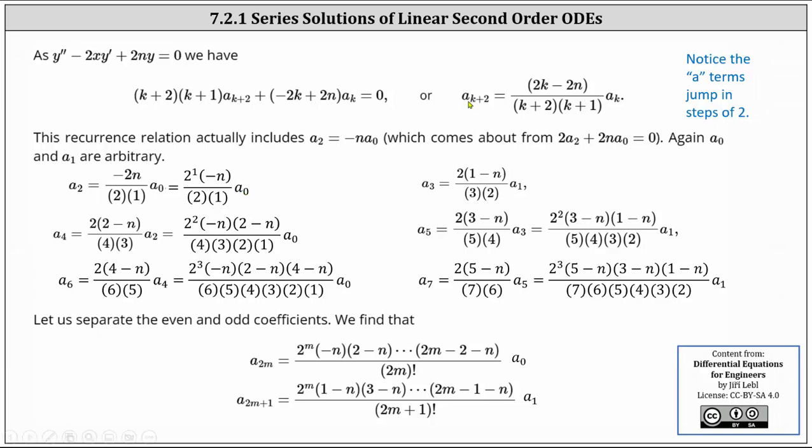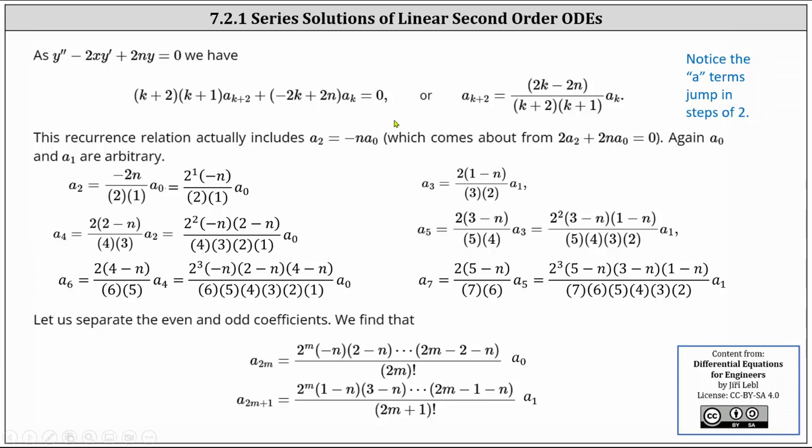For a sub 3, k is equal to 1. The numerator starts as 2 minus 2n, which factors as 2 times the quantity 1 minus n. And then we have divided by the product of 3 and 2 times a sub 1. Since a sub 0 and a sub 1 are arbitrary constants, we'll write the remaining coefficients in terms of a sub 0 or a sub 1.